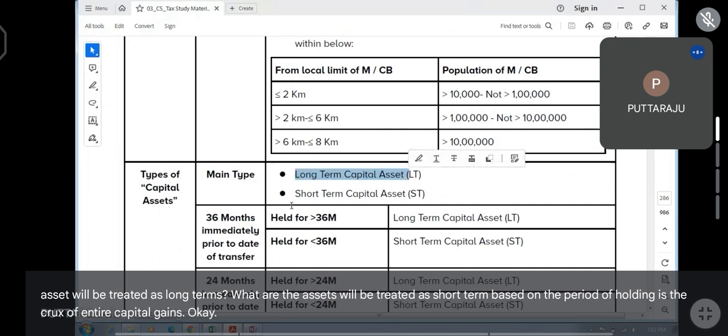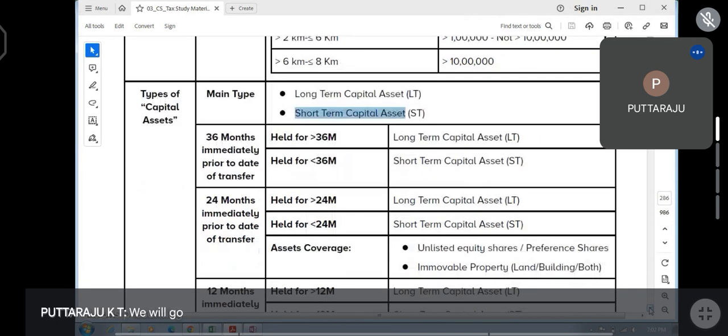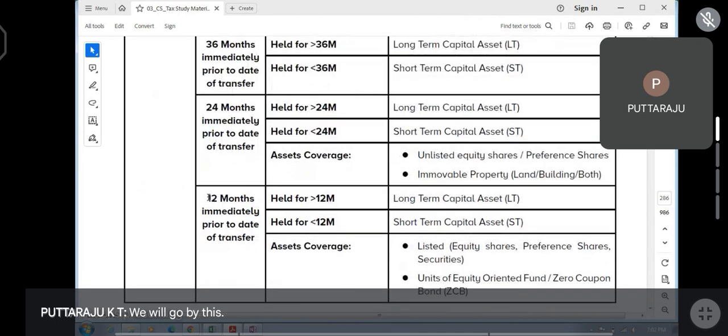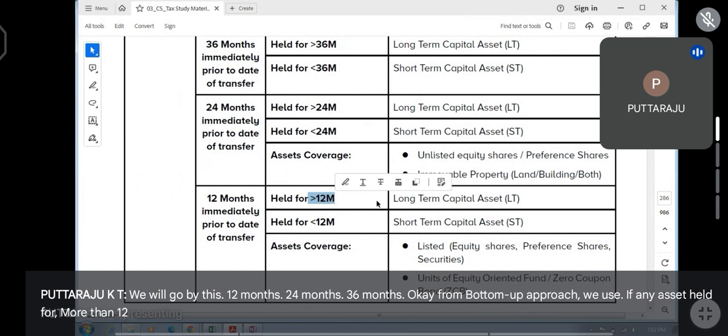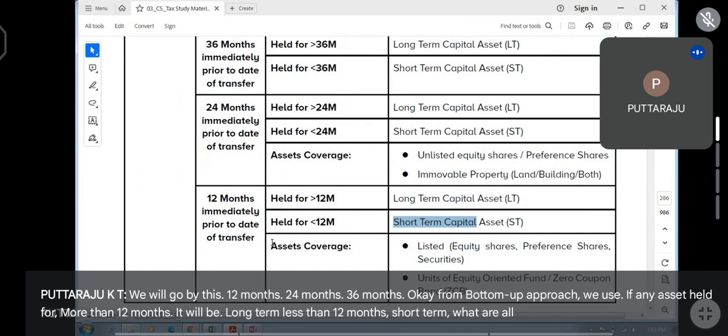Okay. Long term, short term. We will go by this: 12 months, 24 months, 36 months. From the bottom up approach we use. If any asset is held for more than 12 months, it will be long term. Less than 12 months, short term. What are all the assets? They are given here.